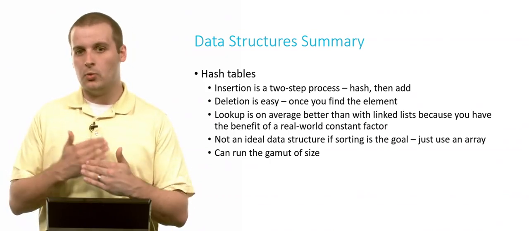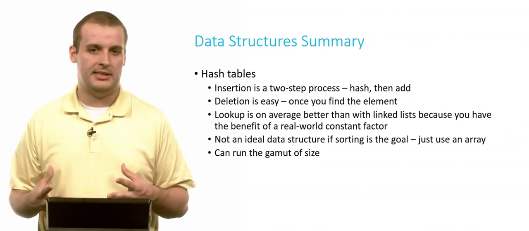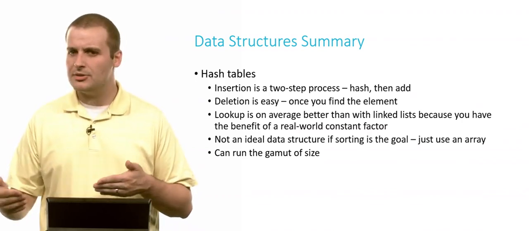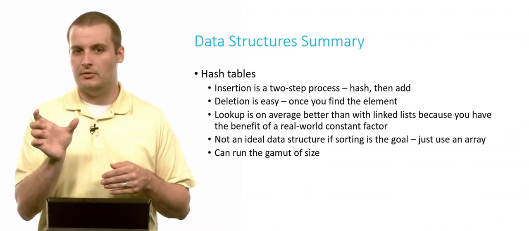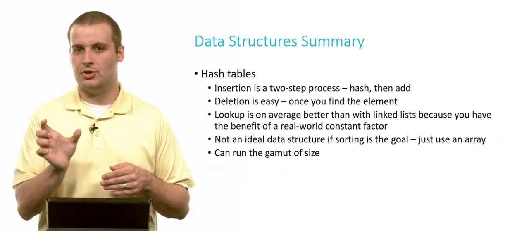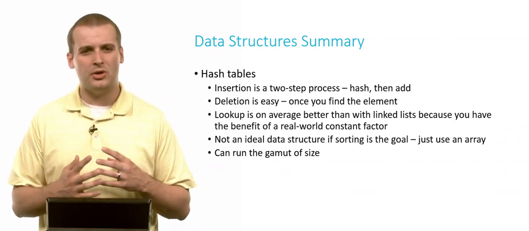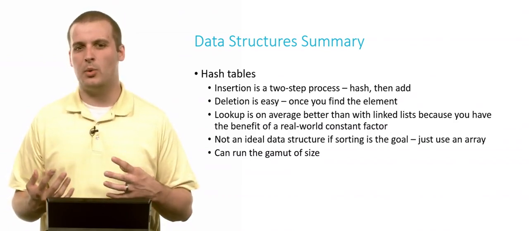And so this real world constant factor, which we generally don't talk about in time complexity, does actually make a difference here. So lookup is still linear search if you're using chaining, but the length of the list you're searching through is very, very short by comparison. Again, if sorting is your goal here, a hash table is probably not the right way to go. Just use an array if sorting is really important to you.